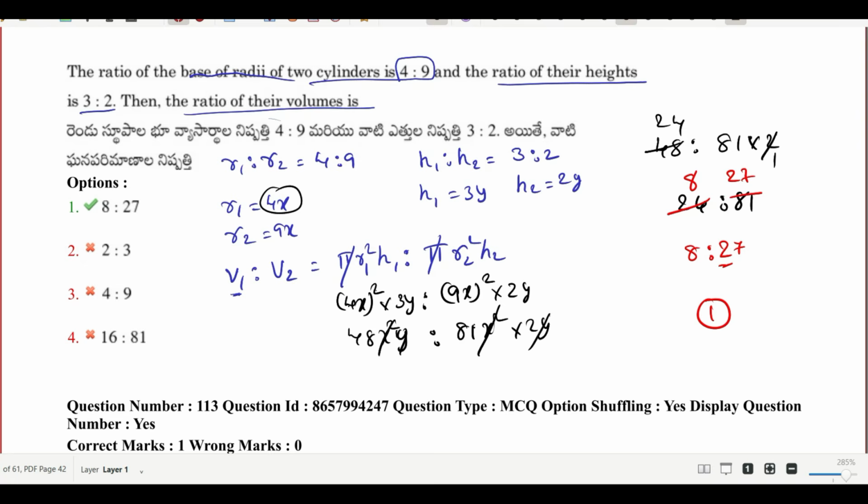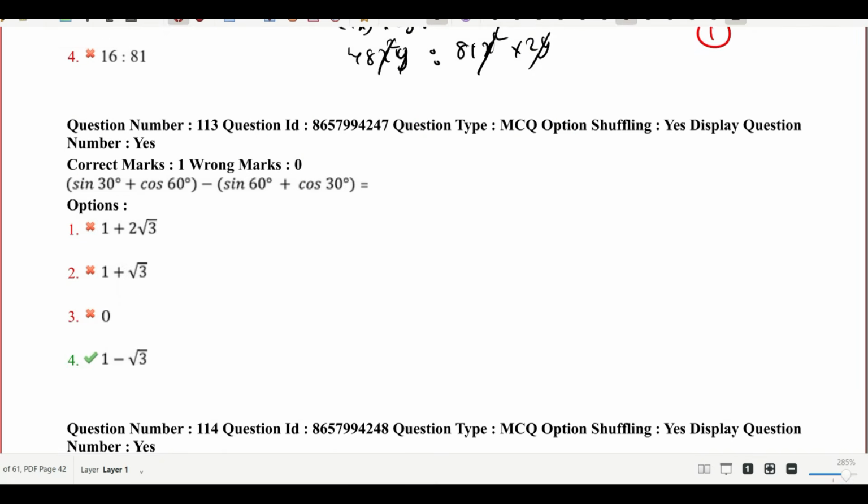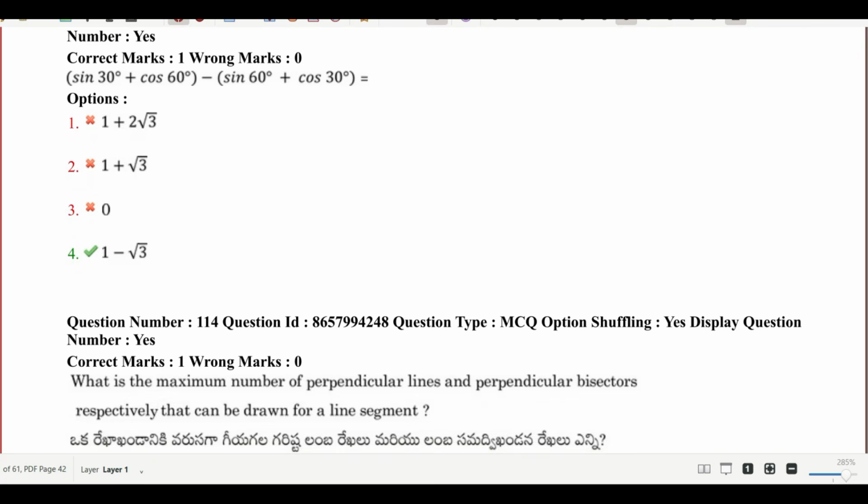Okay. Now let us see the next question. The next question is: sin 30 plus cos 60 minus of sin 60 plus cos 30. To solve this problem, we must remember the standard values. The sin 30 value is 1 by 2, and the cos 60 value is also 1 by 2. In the same manner, the sin 60 value we know is root 3 by 2, and the cos 30 degrees value is also root 3 by 2.